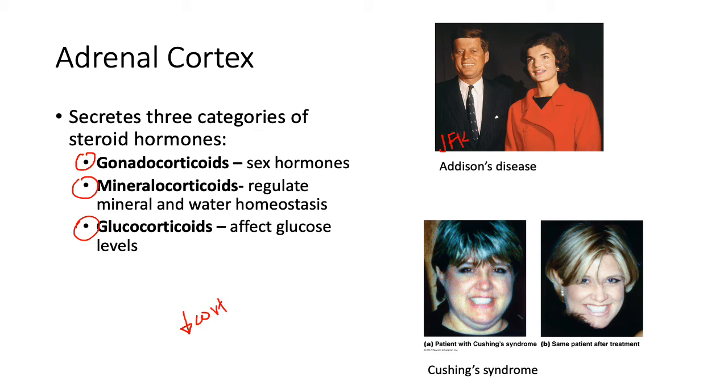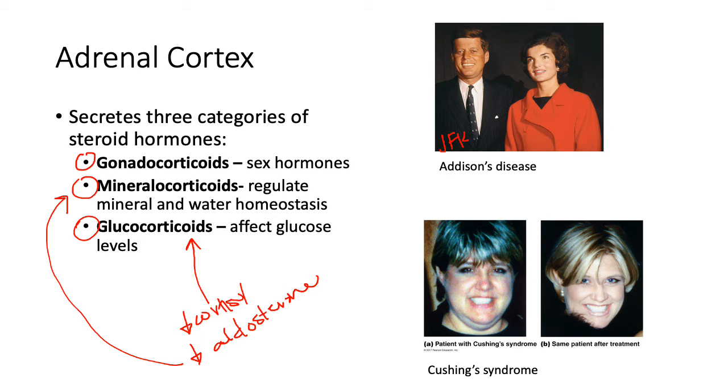So low cortisol, which again is a type of glucocorticoid. And also, Addison's disease is marked by a low production of aldosterone, which is a mineralocorticoid. And interestingly, one of the symptoms of Addison's disease is the bronzed, almost fake tan look that JFK had.